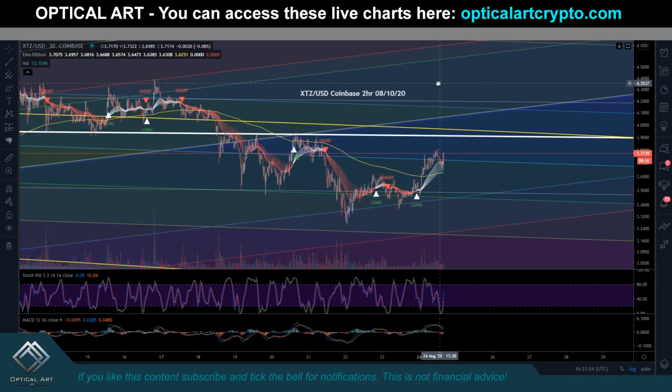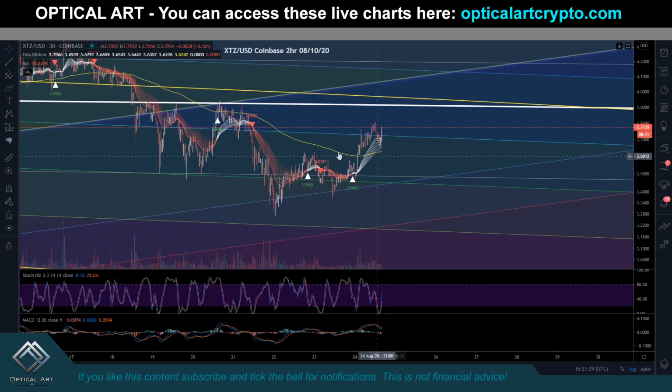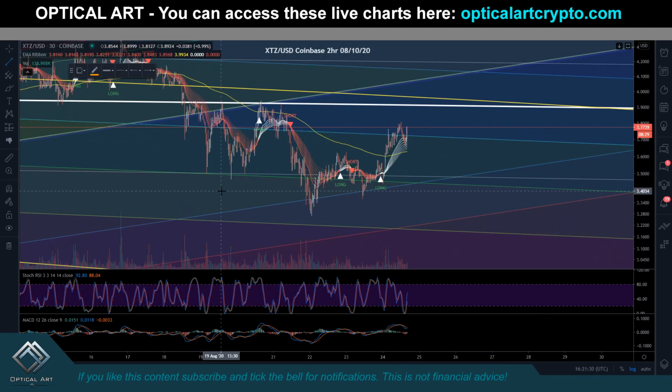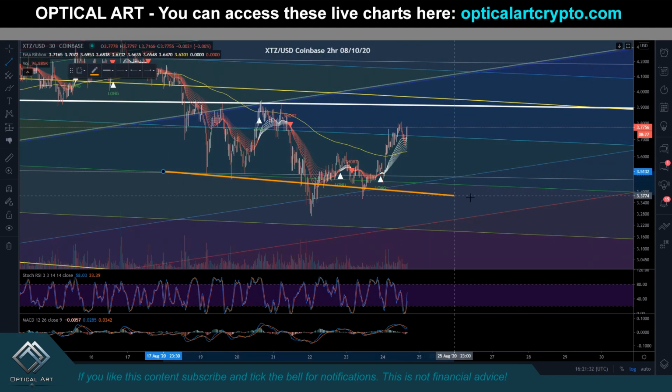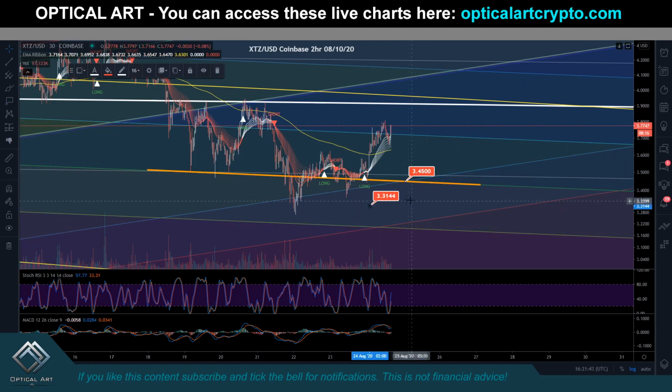Tezos, let's see. This is on the 30-minute. Let's see your current support. You can see there has been a lot of support right here. So your first support level to pay attention to for Tezos, go to my price label, is going to be right here around $3.45. Your next support level below that is potentially around $3.19.